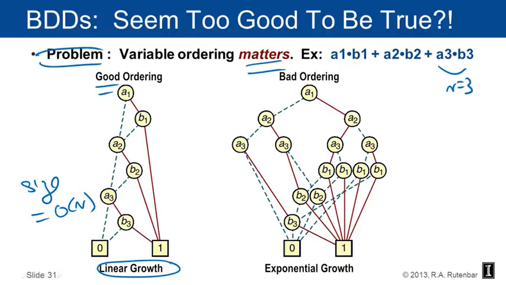But the ordering on the right, in which you do all of the a's first and then you do all of the b's, makes an exponentially sized BDD, which is to say that the size of this BDD is order 2 to the n, and that is a very unhappy circumstance. And so the problem, which makes this really just very interesting, is that there are lots of problems that have very efficient solutions if, and I'm emphasizing this, if you can build the BDD. And the problem is you can't always build the BDD.